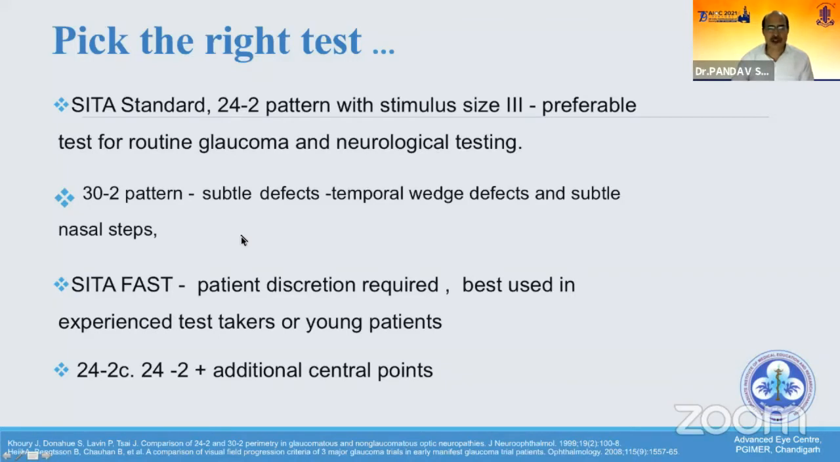Sometimes patients cannot perform testing, they can't sit at the machine for a longer time, so SITA-Fast is a good alternative for them. And now we also have 24-2C, which means that the 24-2 classically doesn't test points near the fixation. So here you will test some more points near the fixation. So if there is a central field defect which could be missed by 24-2 or 30-2, that can be picked up. So the right test should be done.